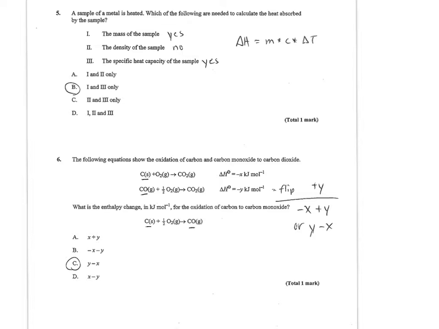So my first equation, the minus x, is going to stay as is. The second equation, the CO, is my desired product, but it's on the wrong side. It's the correct amount, but the wrong side. So I need to flip my second equation, so my negative y becomes a positive y. So my value is going to be negative x plus y, or as they might mess with you, the same thing would be y minus x, or letter C.